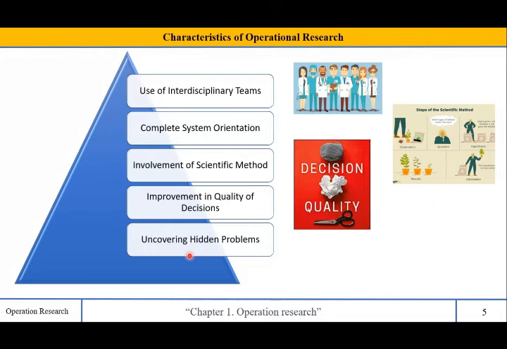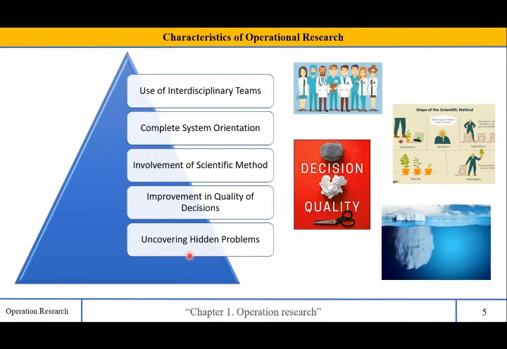The last characteristic is uncovering the hidden problem. Whenever we observe something, there are possibilities that in some part there is a hidden problem. Okay, so like an iceberg. When a sailor sees an iceberg, the issue is not what is above, but what is below. So seeing this hidden problem is a characteristic of operational research.